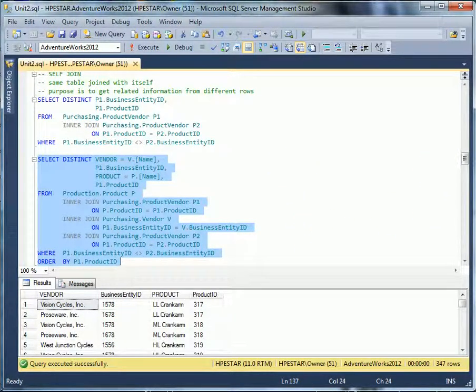And here it is. So these are the vendors for LL Crankcam: Vision Cycle and Prosware. And for ML Crankcam, the same. For HL, we have West Junction. Actually, we have 3 vendors: West Junction, Vision, and Prosware. So we can locate for each product who the vendors are by doing a self-join.